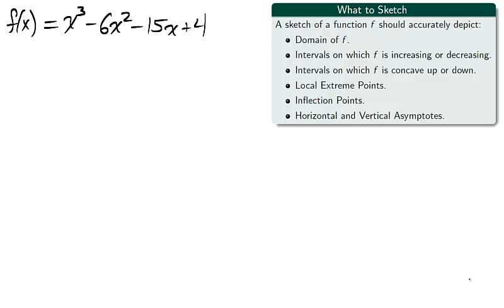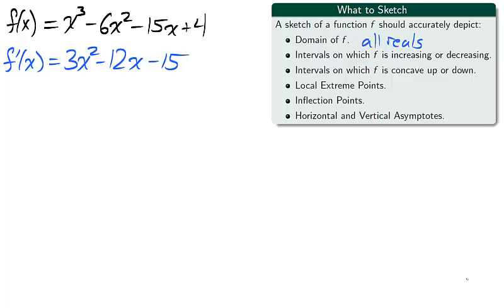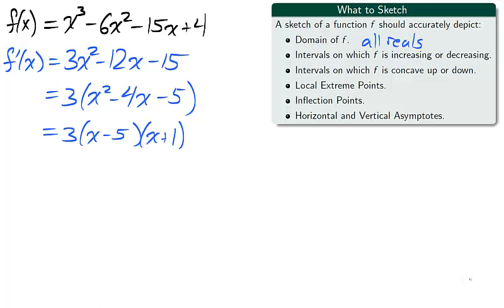Let's take an example. We'll begin by sketching the graph of the polynomial f of x. Remember that a polynomial is defined on all real numbers, and to find intervals on which the function is increasing or decreasing, we begin by taking the first derivative. We factor a 3, and we factor the binomial. From the simplified first derivative, we are quickly able to identify critical numbers, those points for which the derivative is 0 or does not exist.